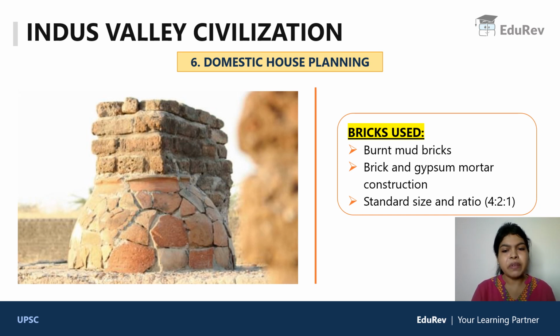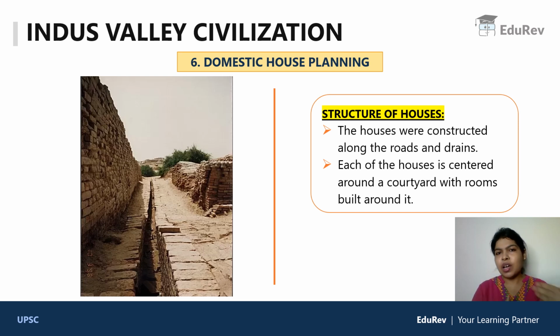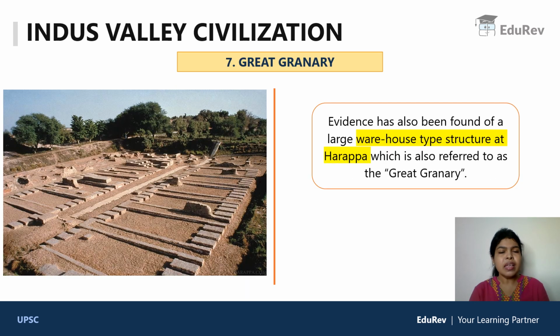They used burnt mud bricks. They had excellent knowledge about brick and gypsum mortar construction. Very, very important is the standardized ratio of the bricks. So all these three points, try to remember. Structure of the houses: the houses were constructed along the roads and the drains, and each house is centered around a courtyard. Now this courtyard could be the center of household activities. It might have held a considerable importance with regard to the houses. And yes, the Great Granary, which is at Harappa, is like a large warehouse type structure, also referred to as the Great Granary.